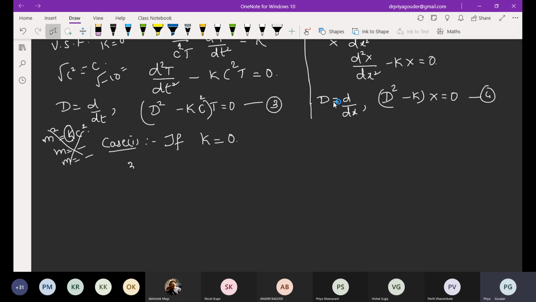If k is 0, what happens to equation 3? Because 3 and 4 both depend on k. Suppose k is 0, what is remaining in equation 3? Only D square T is equal to 0. Or else, if I write D here, it is d square T by dt square equal to 0. Am I right? I want the solution, which means I want to get capital T in terms of small t. What can be applied here?